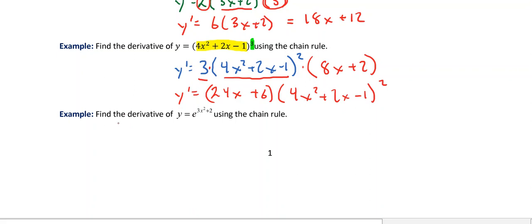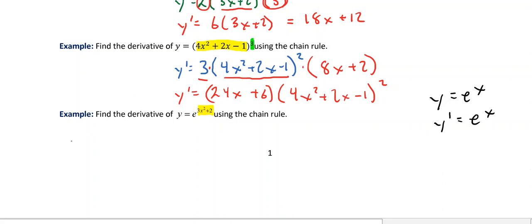All right, next example. The inside function is the exponent. Remember, with an exponential, the inside function is always the exponent. So remember how we find the derivative of an exponential. The derivative, if y is equal to e to the x, then y prime is equal to e to the x. So we're going to use this general rule.